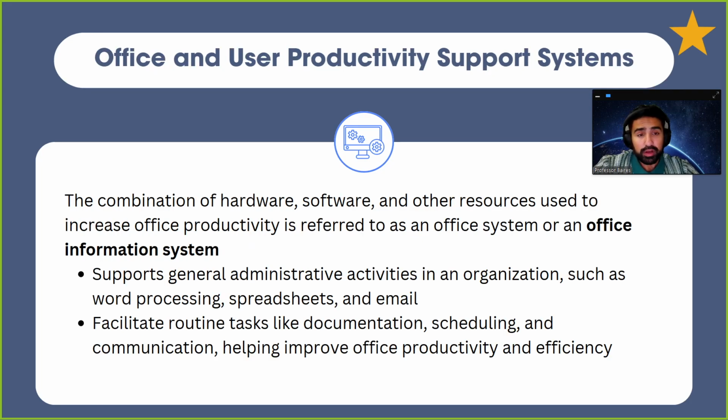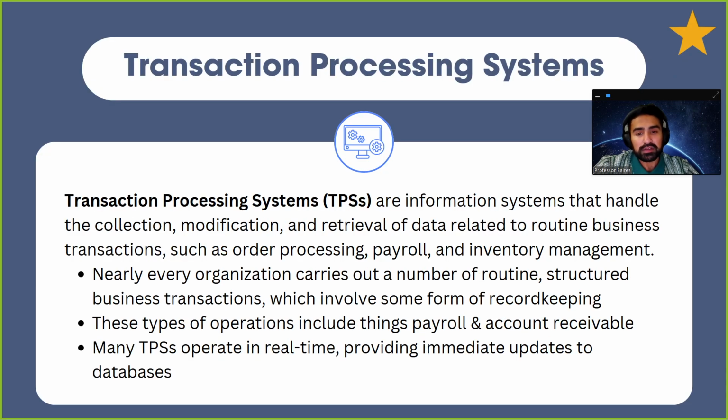So office and user productivity support systems, that's essentially an information system that helps an office become more productive. So what are we talking about? We're talking about all the administrative activities that happen in an office: word processing, spreadsheets, email, communication between employees. These types of information systems try to identify areas of improvement for getting that very mundane office work completed.